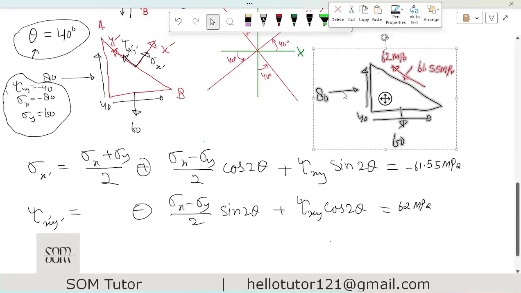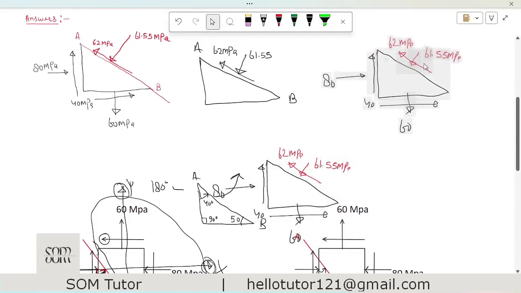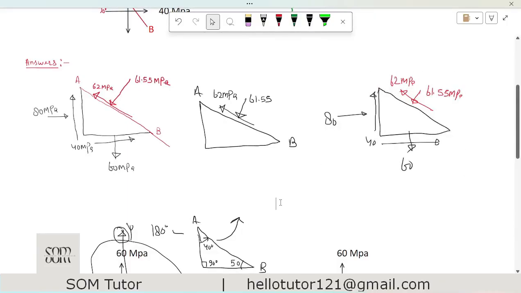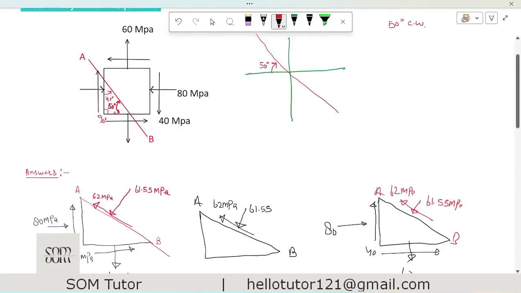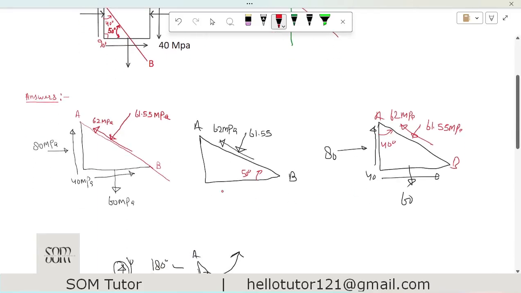Ideally we should get the same answer, because the assumptions don't matter. So let us compare. Again we got the same answer, 61.55 compression, and 62 towards A. This is A, this is B. This was when we assumed 50 degrees clockwise, and this we assumed 40 degrees anti-clockwise, but we got the same answer. I hope you understand.